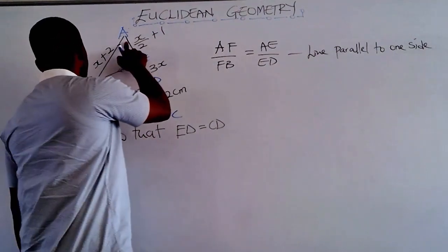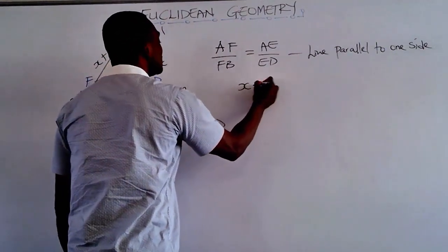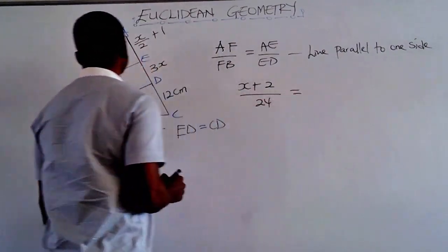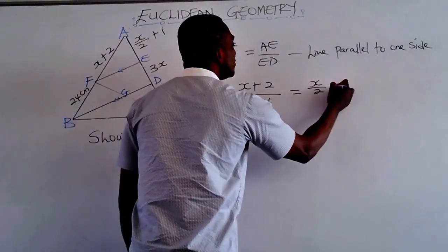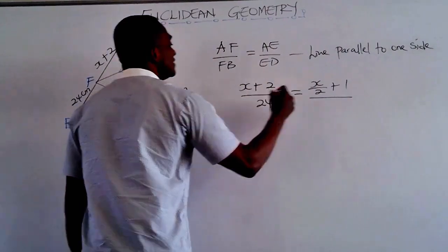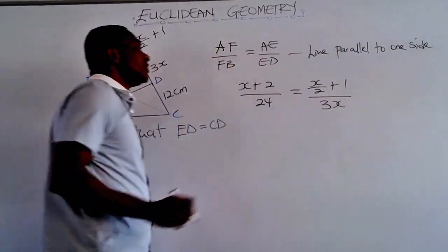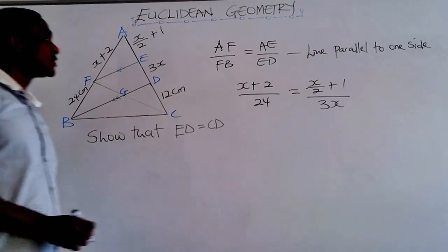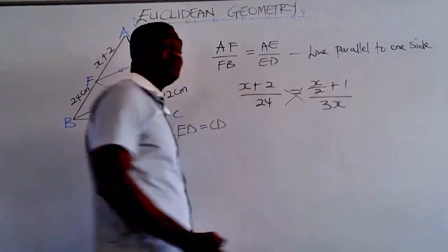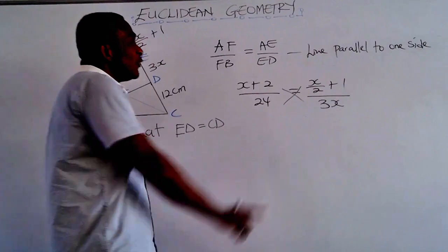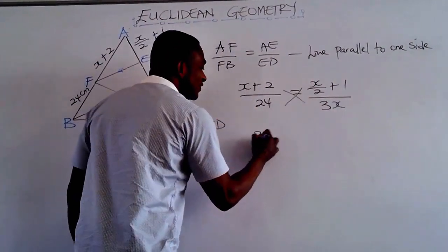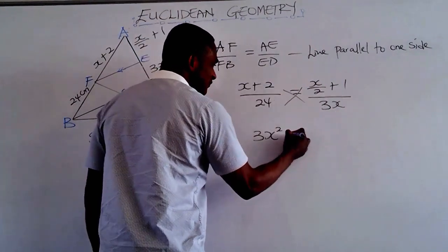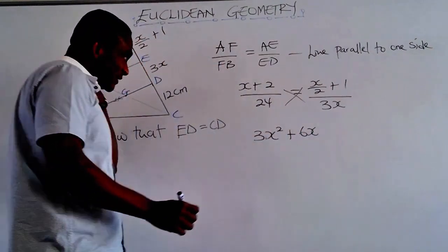Now, AF over FB means that we have x plus 2 over FB, which is 24, being equal to AE, which is x over 2 plus 1, divided by ED, which is 3x. Please, we have algebra here. We cross multiply, because there are two fractions separated by an equality sign. Now we have 3x multiplying this. 3x into this is 3x squared, and 3x times 2 is 6x. That is what we get from here.